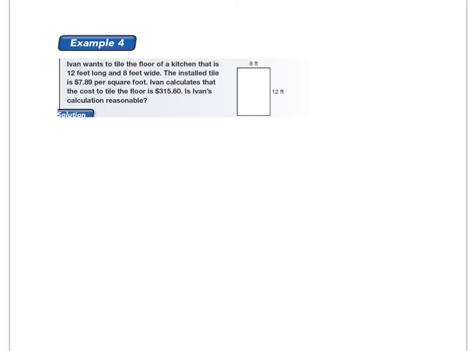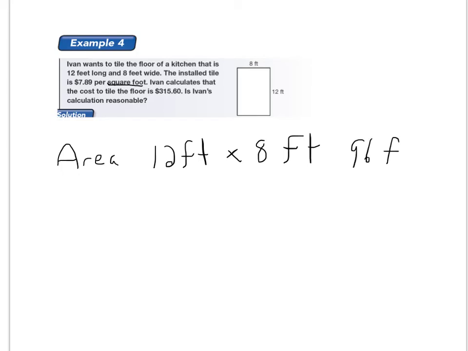Well, it says he's going to tile the floor of a kitchen that's 12 feet long and 8 feet wide. So here's a diagram. And the installed tile is $7.89 per square foot. Okay, well, square foot means I have to find the area of this. Remember, when we tile a floor, we're finding tiles in here. So we have to first find the area of this. Okay, so we have to find the area of the shape, which is 12 feet times 8 feet. Well, 12 times 8, that's 96. And feet times feet is feet squared. Alright, so the area is 96 feet squared.